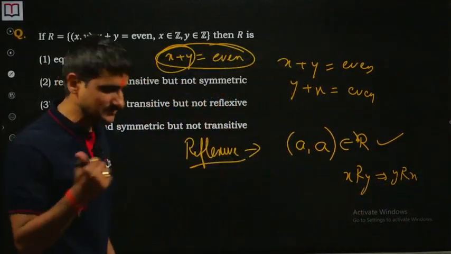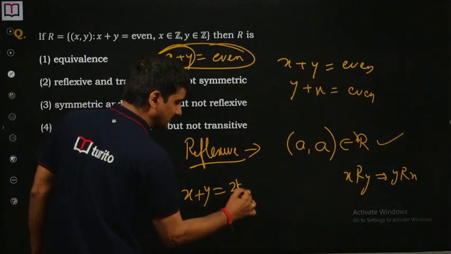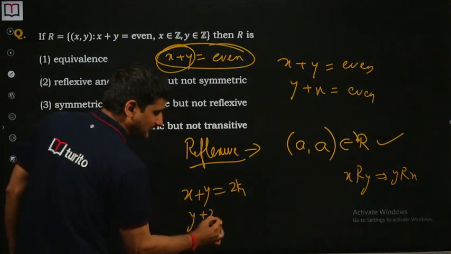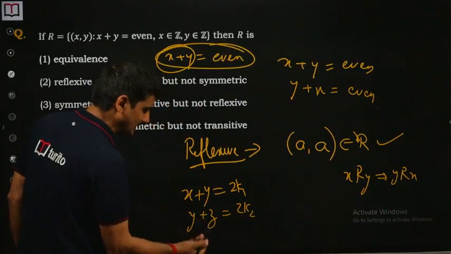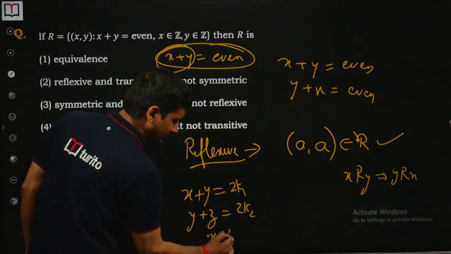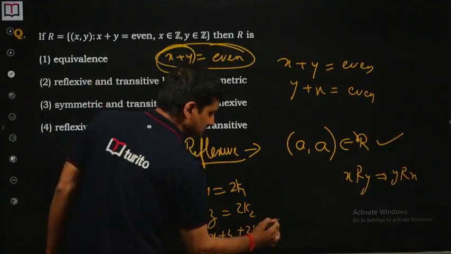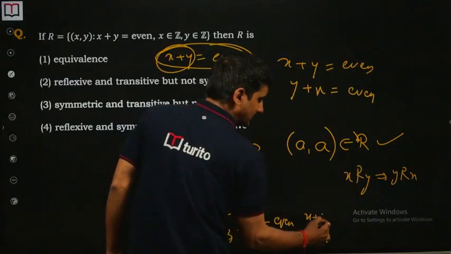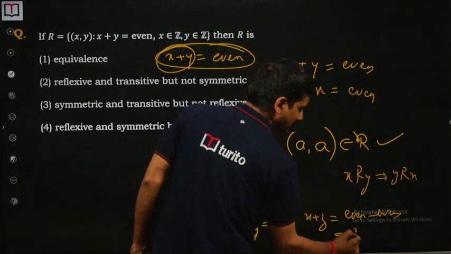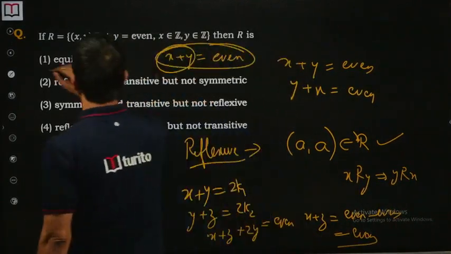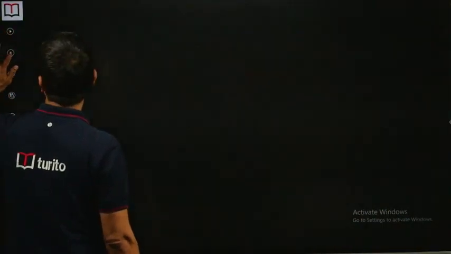And now what about transitive? For transitive we'll say x plus y is even, let's say 2k1, and then y plus z is even, 2k2. Okay, then if we add them, we get x plus z plus 2y, and since y is an integer, 2y is even, and this is even. So x plus z is even minus even, which is even. So that's again an even number. So that means it's a simple equivalence relation. So that's it. I think that was the last one.